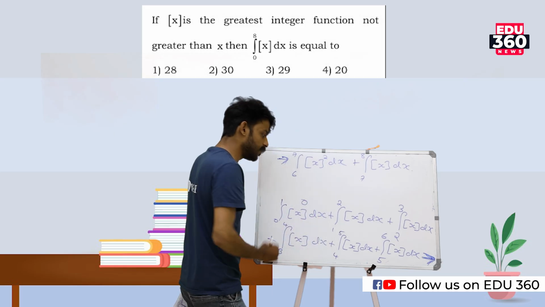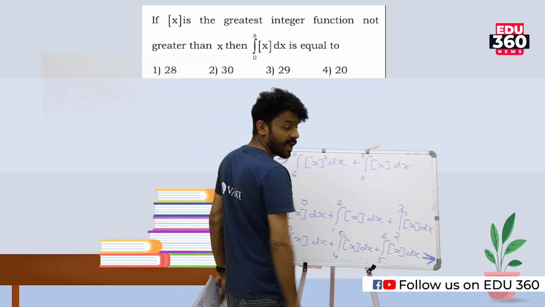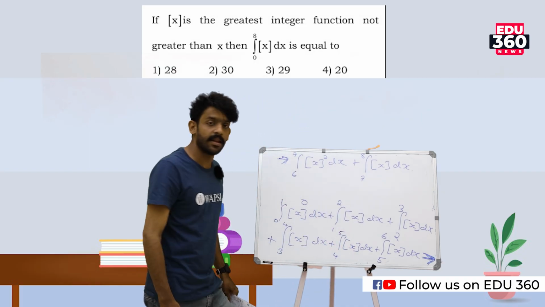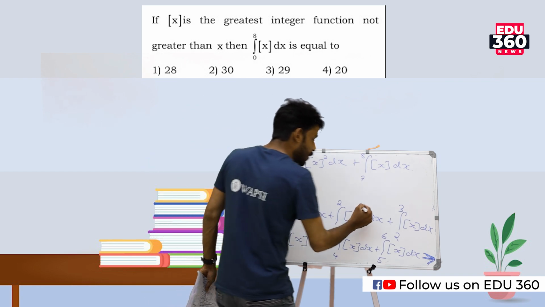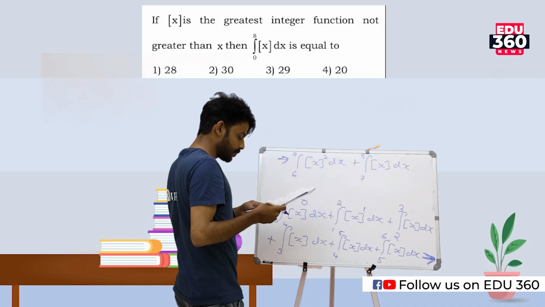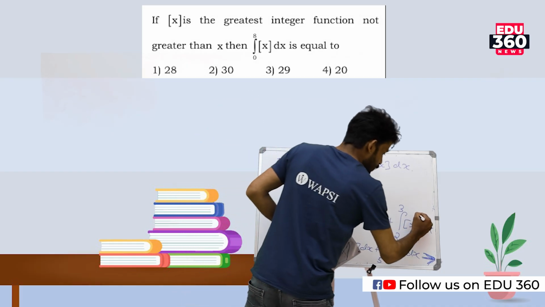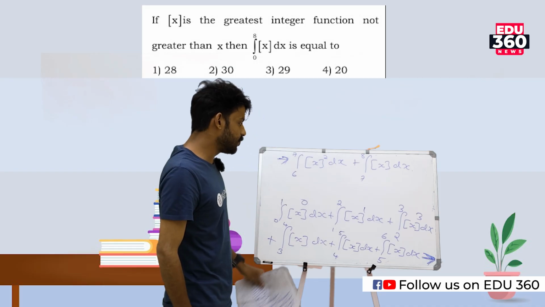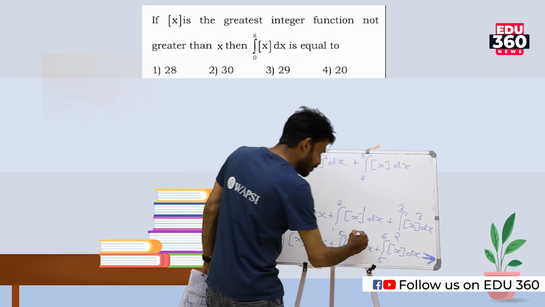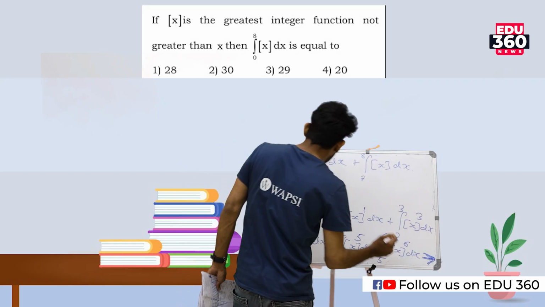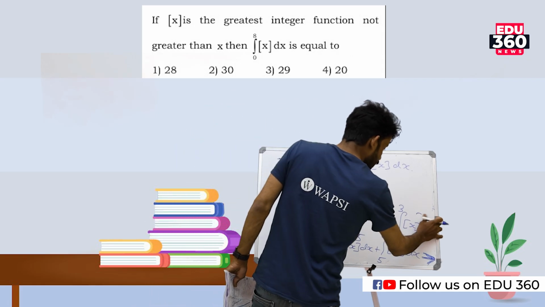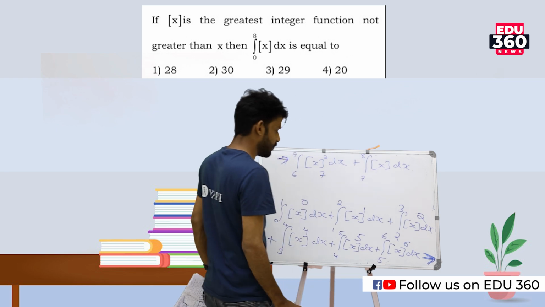Here, the value of the first integral is equal to 0. And the integral of dx is x, so just apply the limits, upper limit 2 minus 1, so the value of this one is 1. Here also, 3 minus 1, so the value of this is 2. Here it is 3, then 4, 5, 6, and 7.